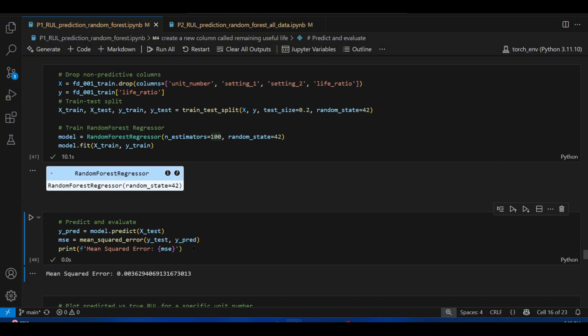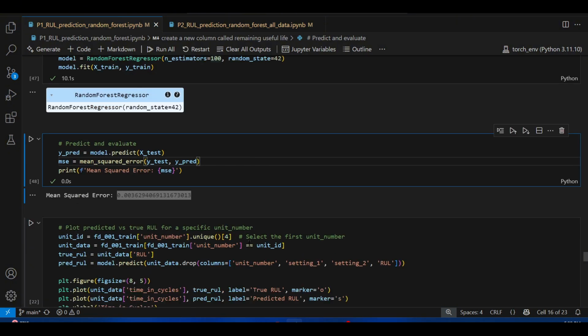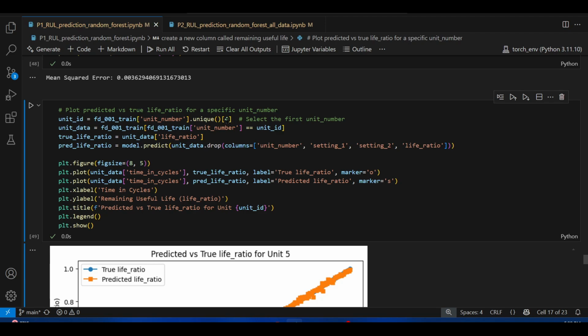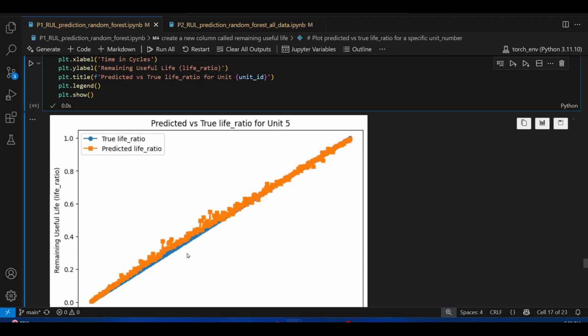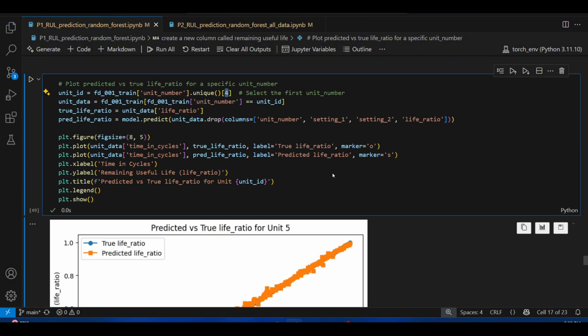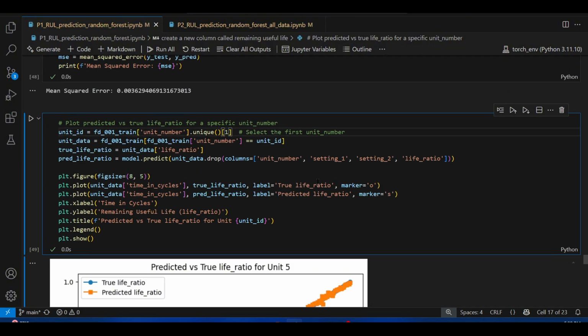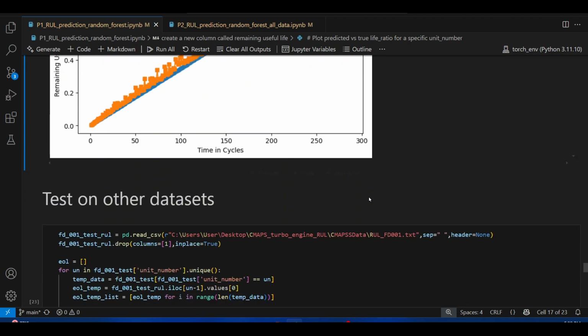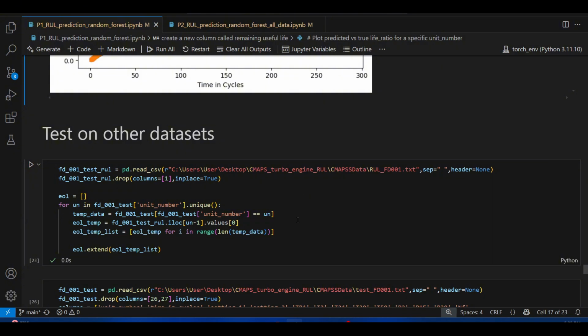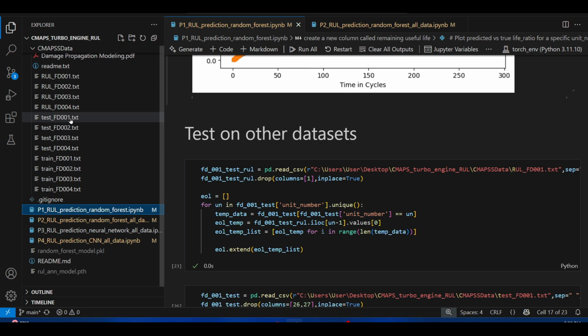And now you see my prediction y pred. This is the prediction, with a mean squared error of 0.0036 on my test data. So here you see for, let's say, the fifth engine, the prediction very closely follows the true live ratio. Let's do this one as well. But let's see on the test data, because this is important. We need to do it on the test data itself.